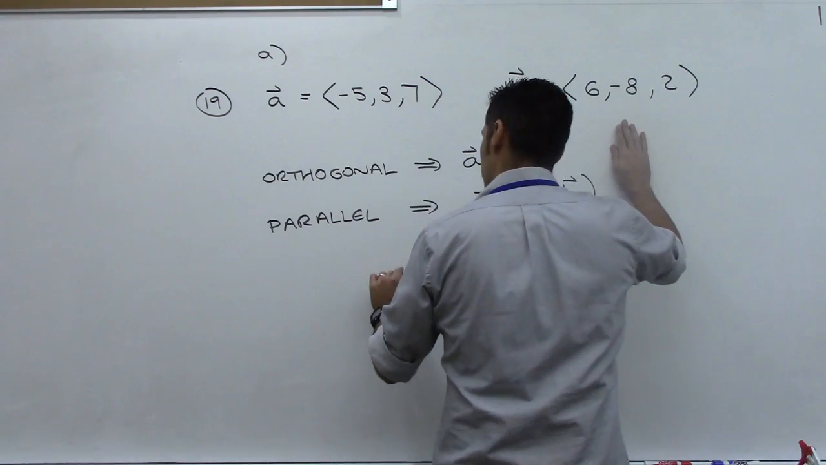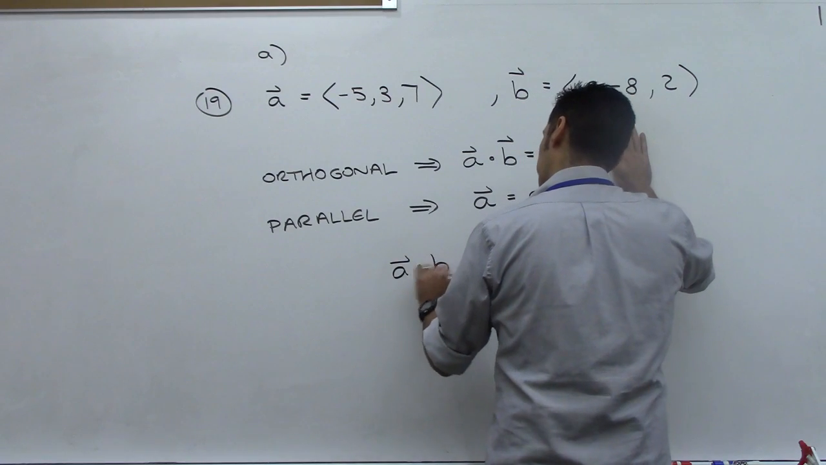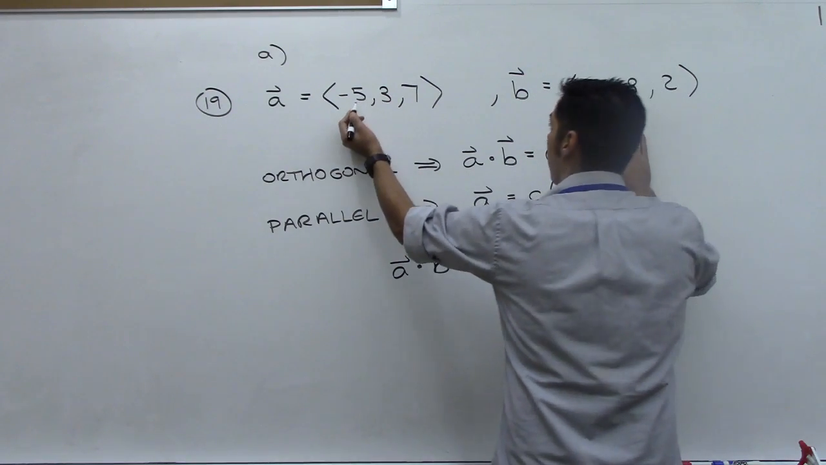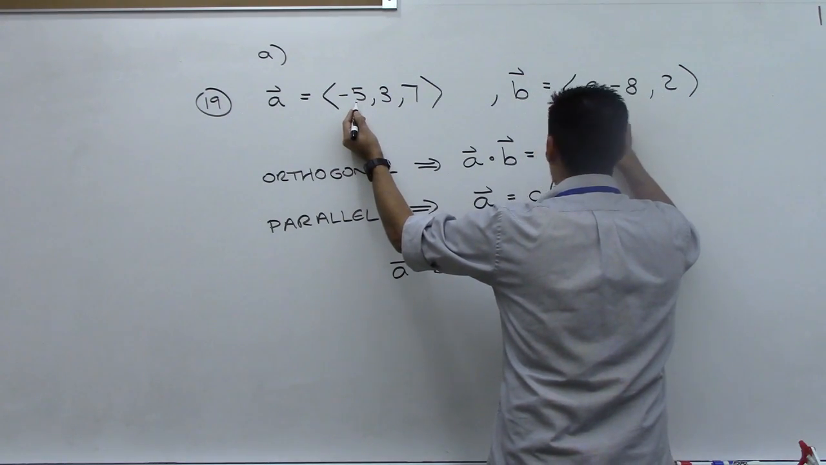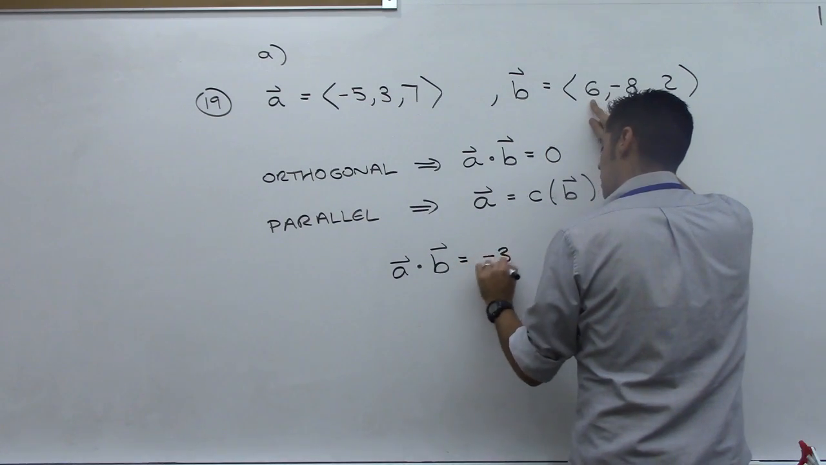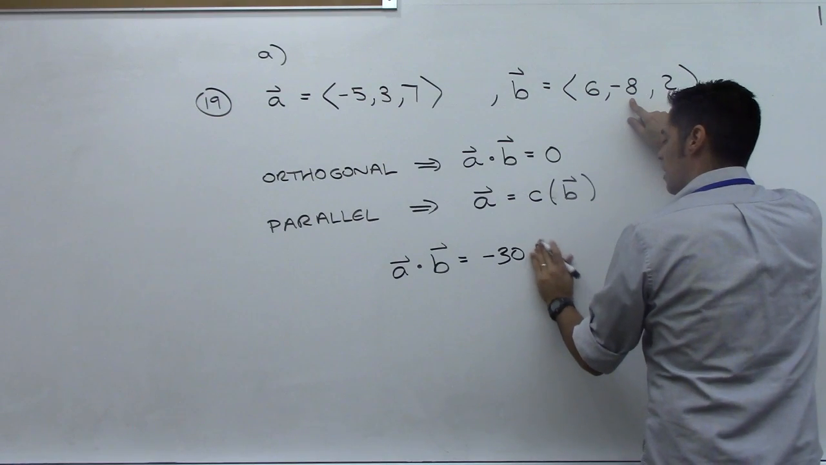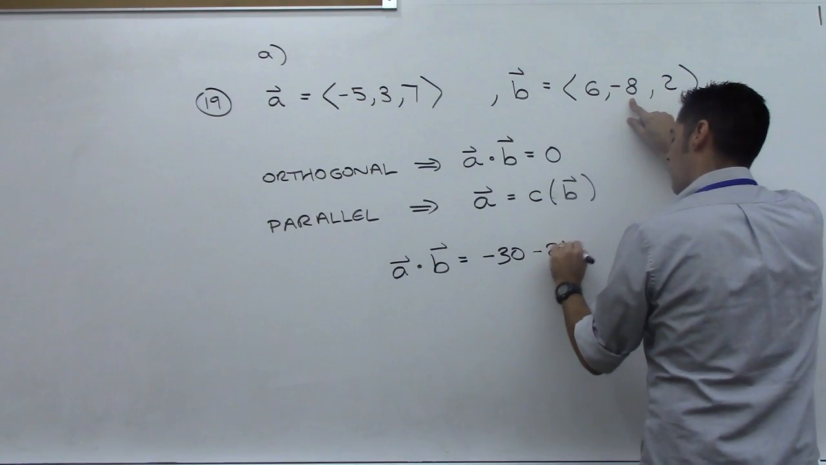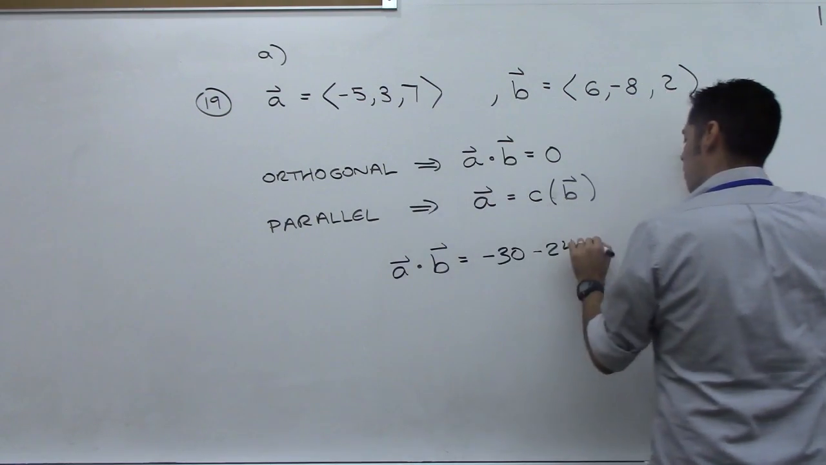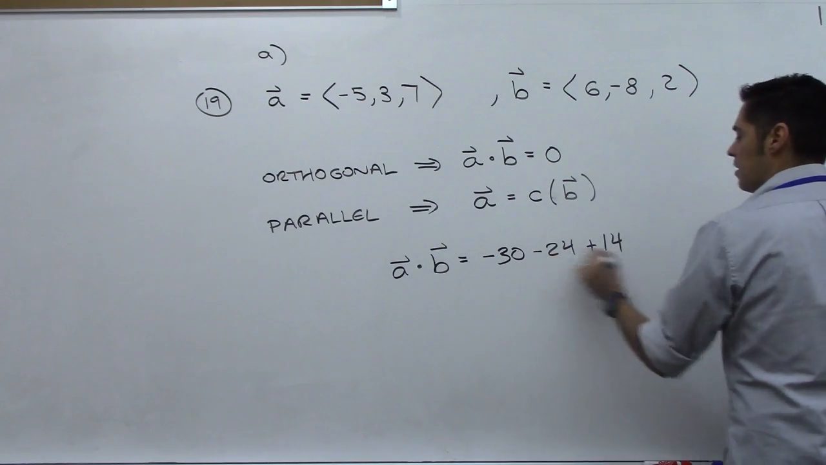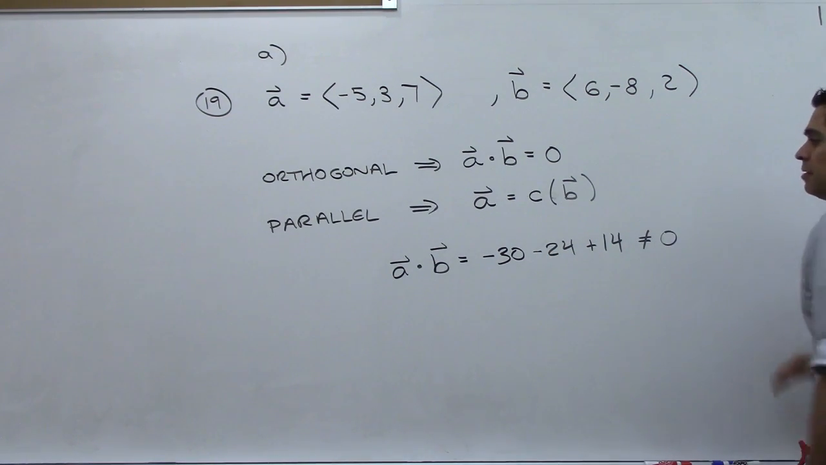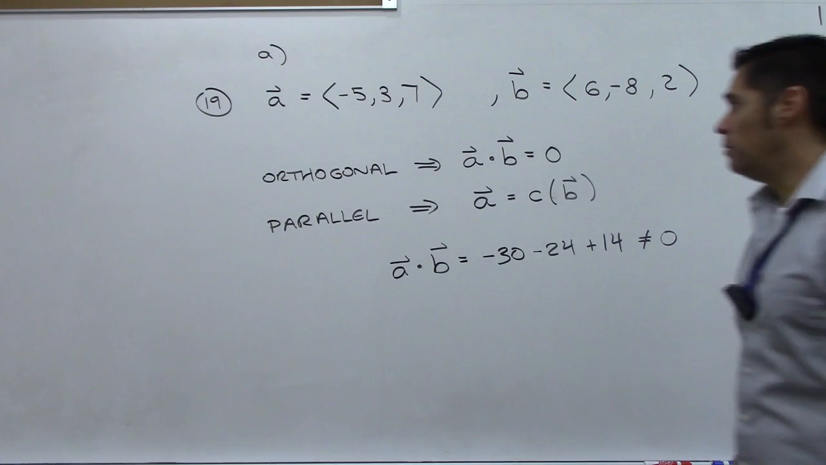Are these orthogonal? So what's A dot B? Well, this is going to be negative 5 times 6 is negative 30, plus 3 times negative 8, which is going to give me negative 24. And then 7 times 2 is 14. I think that that's obvious. That's not equal to 0. So they are not orthogonal.